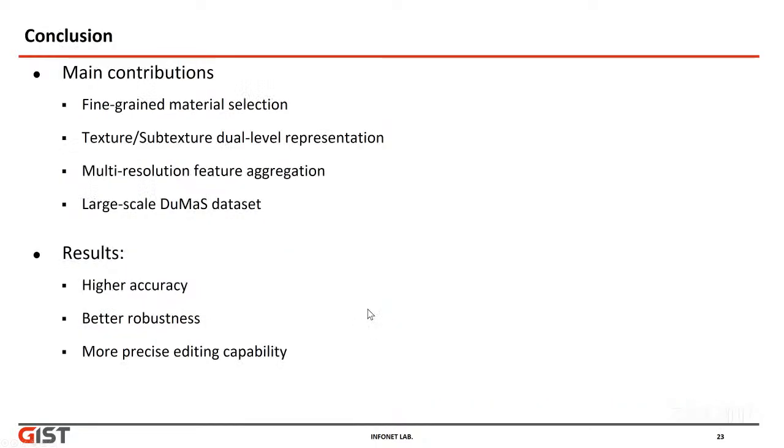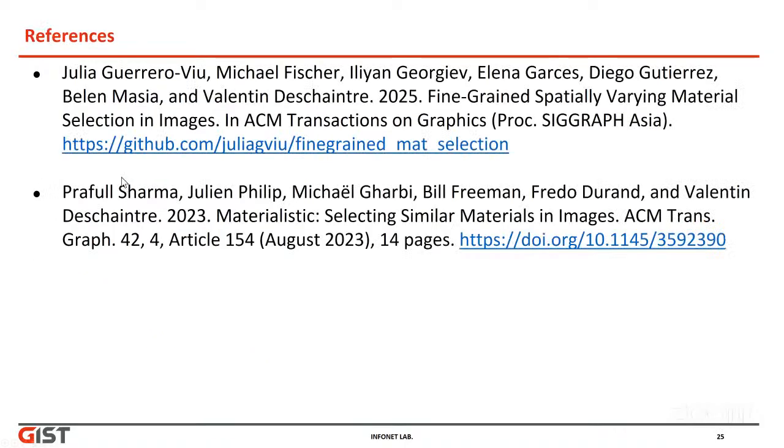So as a conclusion, their main contributions were fine-grained material selection, a texture and subtexture dual-level representation, multi-resolution feature aggregation, and a large-scale dataset. As a result, they gained higher accuracy, better robustness, and more precise editing capability. And this is the end of my presentation.